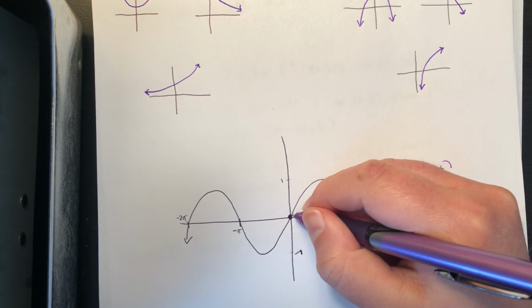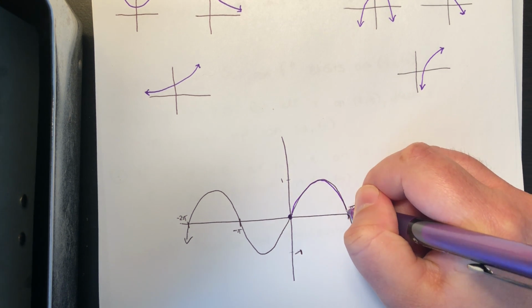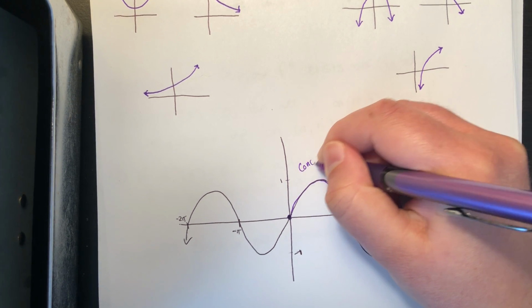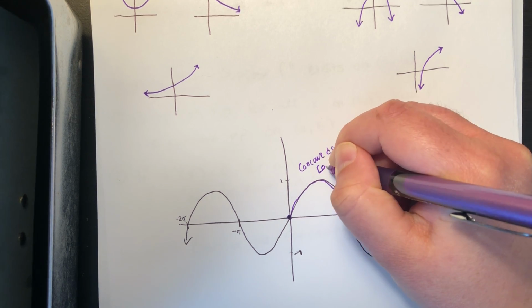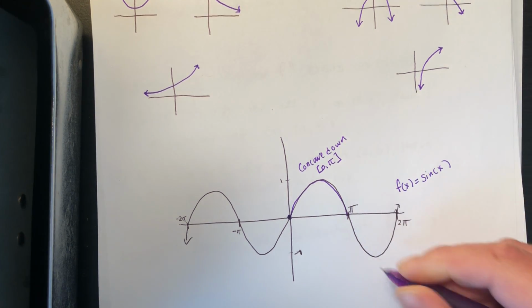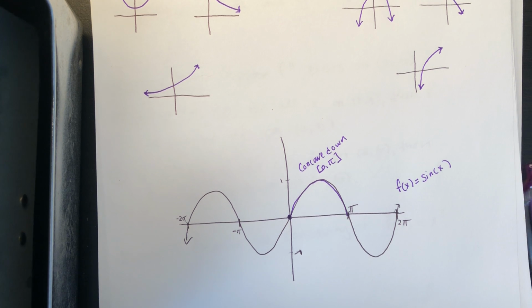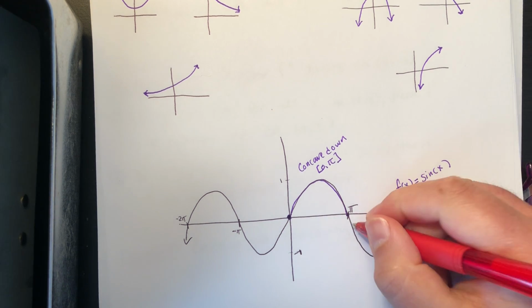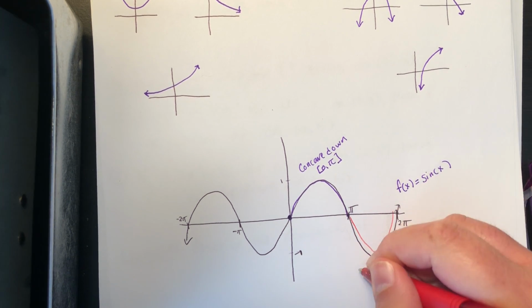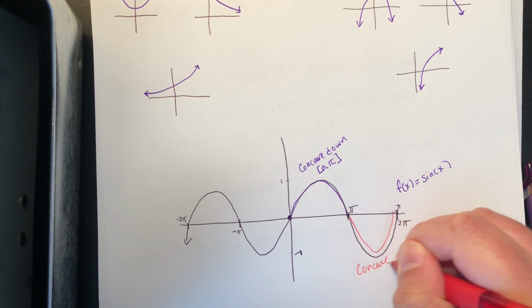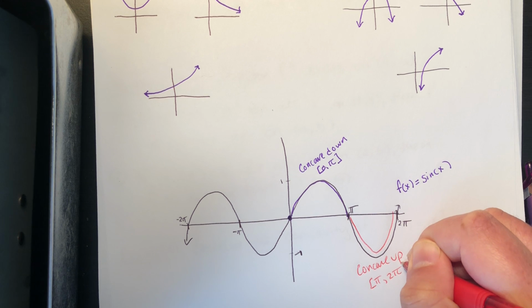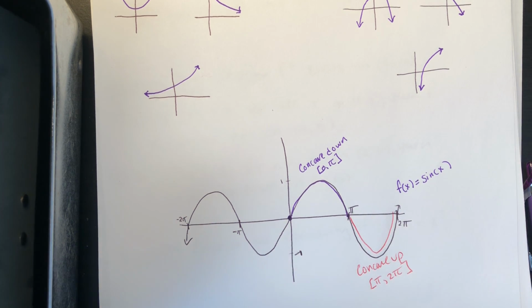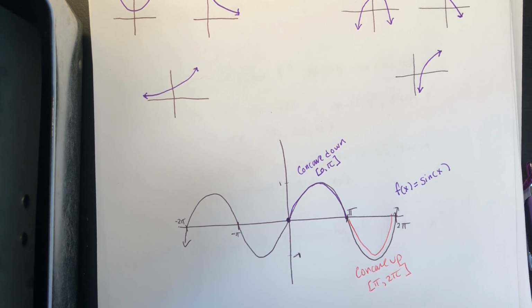right? So we have concave down from 0 to pi, and then we have concave up from pi to 2 pi. And similarly, going in the other direction, it's just going to keep switching between concave up and concave down.